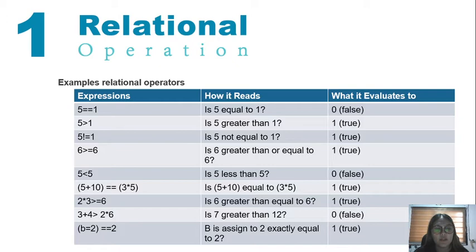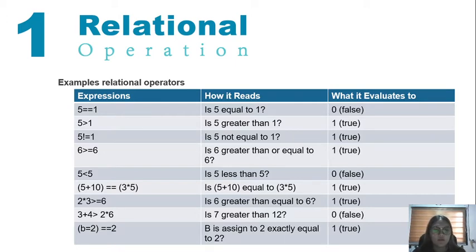So 5 is greater than 1. Is 5 greater than 1? True, because 5 is greater than 1. So 5 is not equal to 1. It evaluates to true, because 5 is not equal to 1. So 6 is greater than or equal to 6, which is true because 6 is greater than or equal to 6. So 5 is less than 5, that would be false.